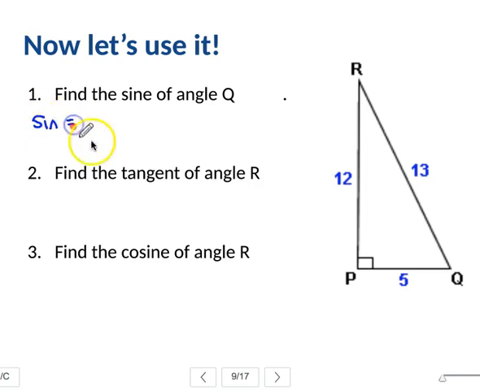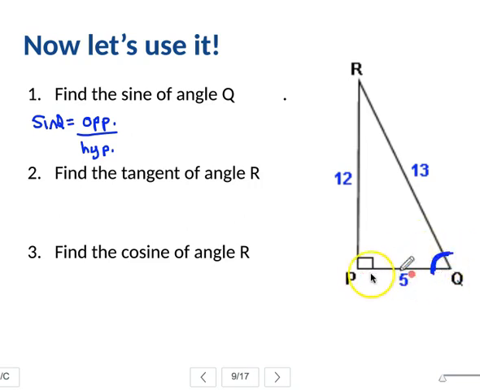So remember, what is sine? It's going to be the opposite side over the hypotenuse. All right, and we want to find the sine of angle Q. So I'm going to put a little arc here to let us know that this is our reference angle. And we want to find the opposite over the hypotenuse. So which leg is opposite to angle Q?